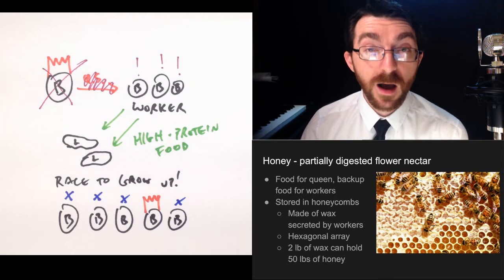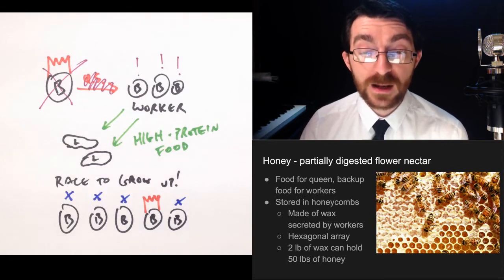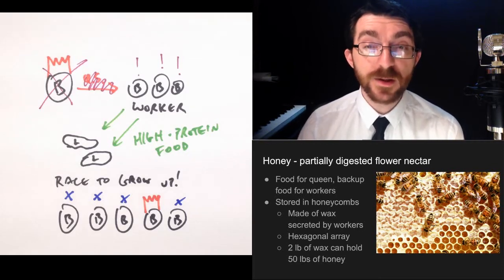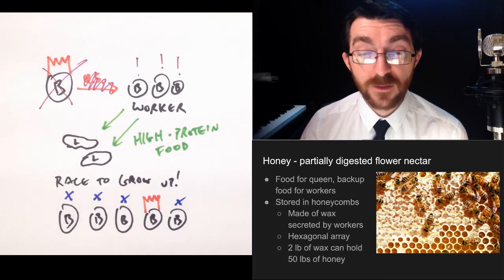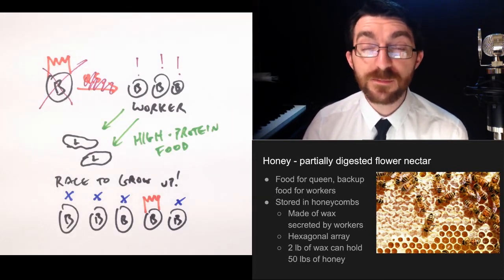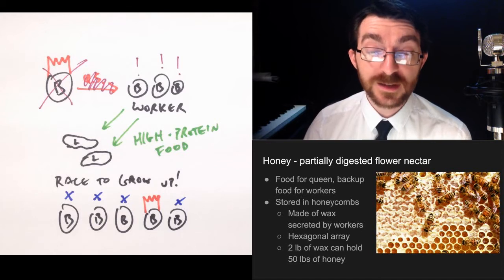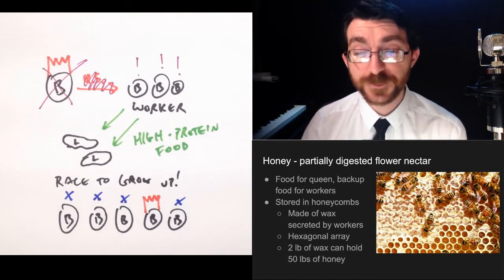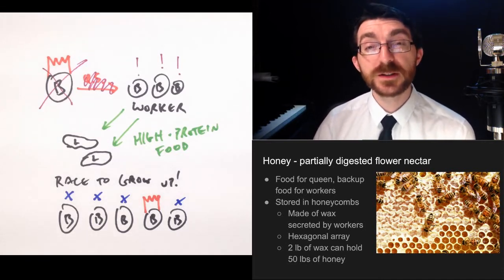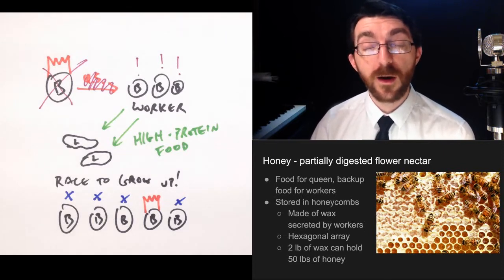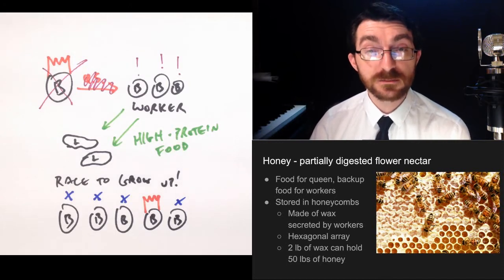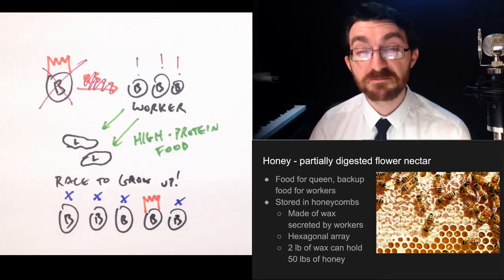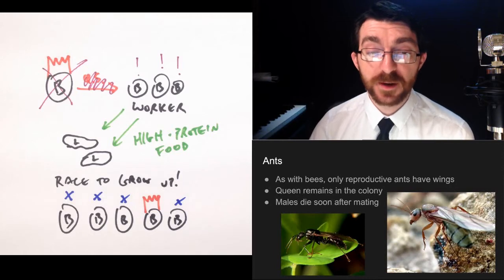They store it in honeycombs, which are made of wax secreted by workers in a hexagonal array. That's just what happens when you squish a whole bunch of tubes together. They form hexagons. 2 pounds of wax can hold 50 pounds of honey. Of course, the wax is hollow, so it can hold a lot of that. So, next time you enjoy some honey, basically you are enjoying flower nectar that has been collected and partially digested. Okay. It's still delicious, so I don't mind.